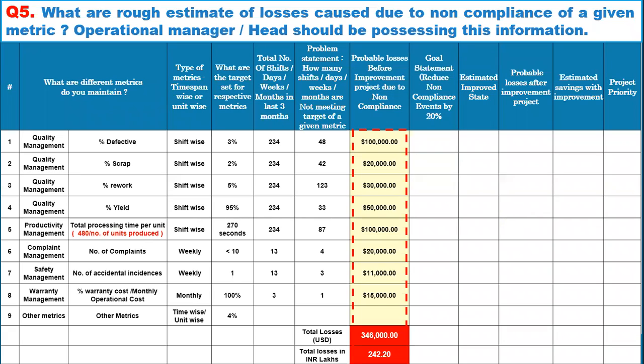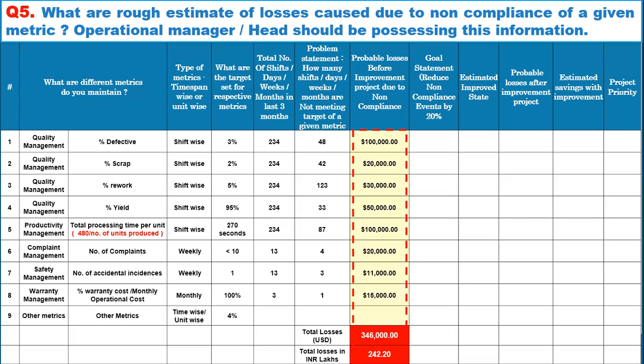Right, the next question, number 5, which you're going to ask is, what is the rough estimate of losses caused due to non-compliance of a given metric? Now we have seen in the previous few slides that we came up with a metric, how frequently we are maintaining that particular metric, shift-wise or on a daily basis, then what is the target of that metric, and for the last 3 months what non-compliance numbers we are getting. So we got to know all these details.